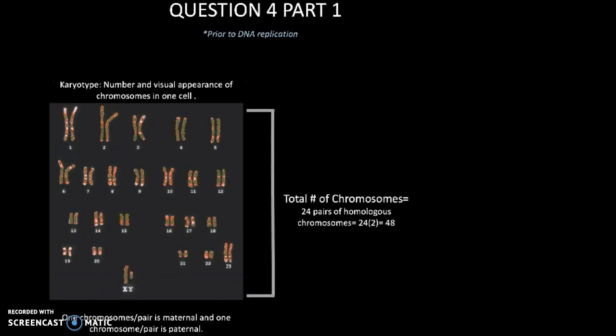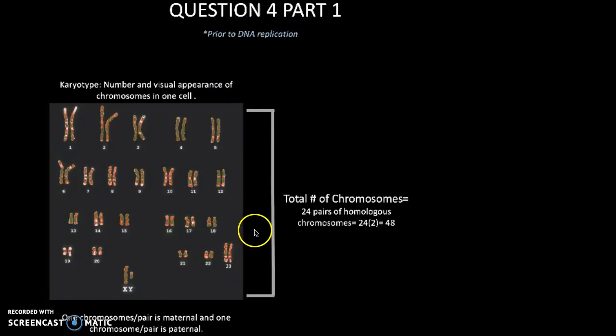Let's get into question 4, part number 1. This is asking you about a chimpanzee, and they tell you that it's a diploid animal that has 48 chromosomes in it. They're asking you about the different total number of chromosomes, pairs, and sister chromatids prior to DNA replication.